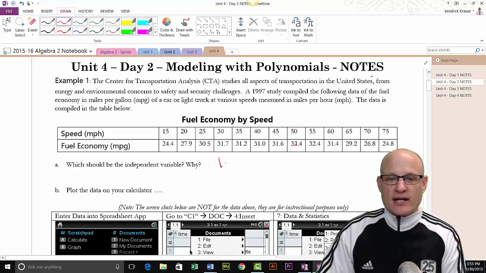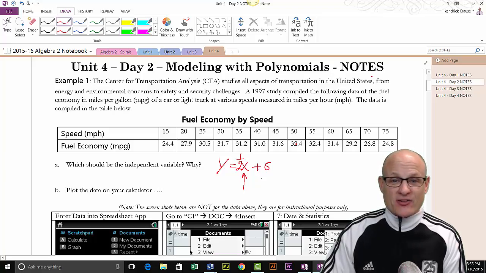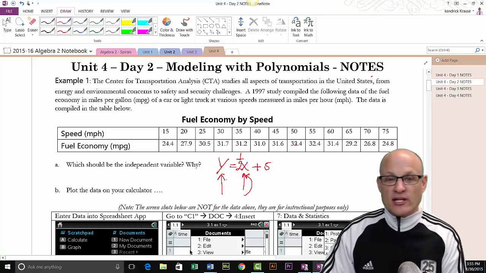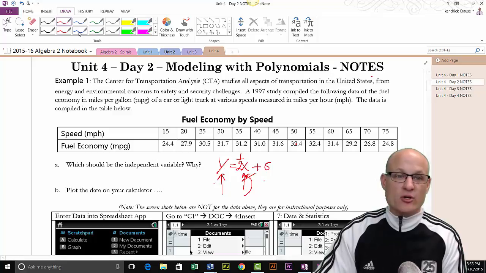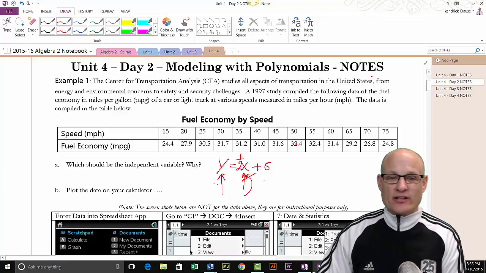If I write y equals x plus 5, or 2x plus 5, or 1 half x plus 5, x is the independent variable. It affects what y is. Depending on what I put in for x, y is dependent. If I put one thing in for x, y changes. If I put another thing in for x, y changes. So what is the thing that's going to change, and what is the thing that's being affected by it?